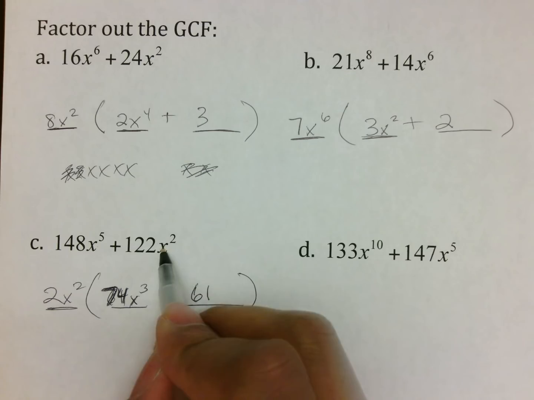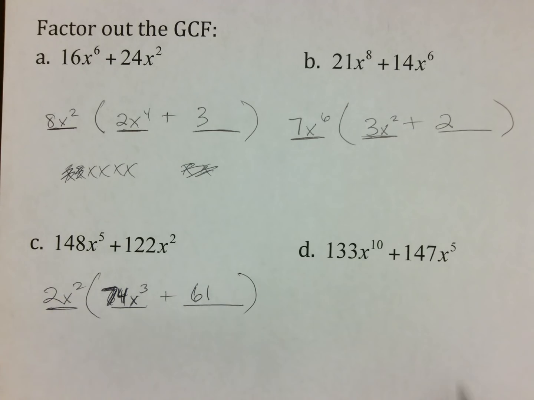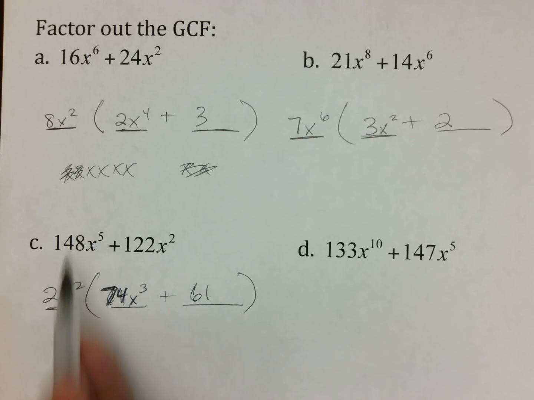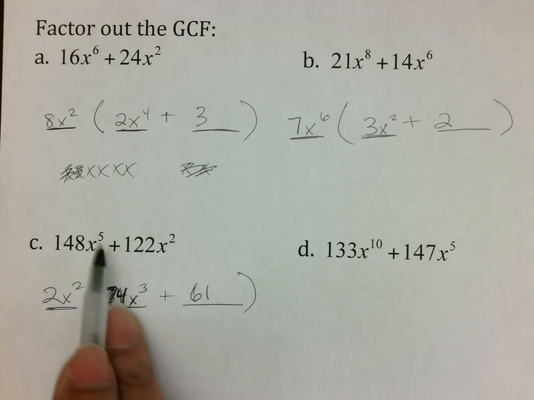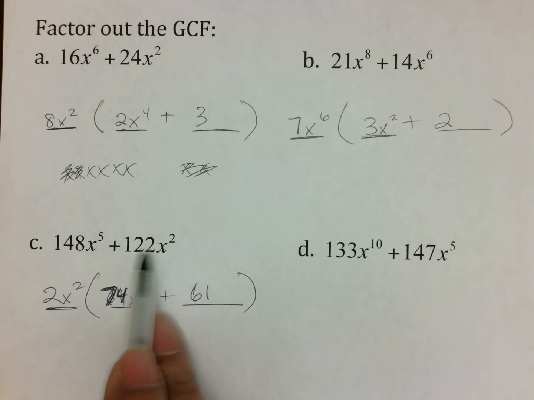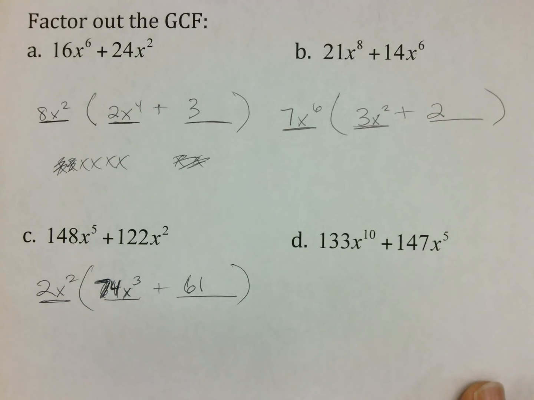And then of course if there were 2 x's and I took 2 off, that's all I have left, is the 61. 2 times 74, 148. 2 x's and 3 x's make 5. 2 times 61, 122. 2 x's all together means my answer is right.